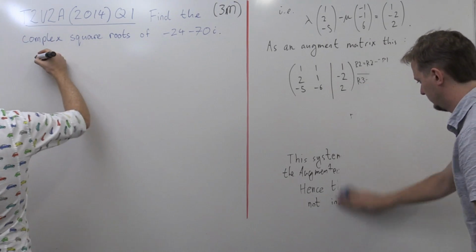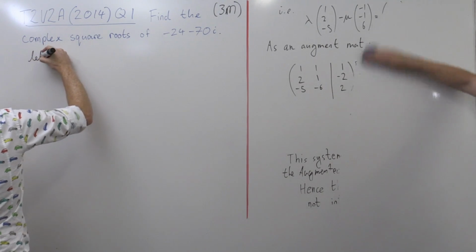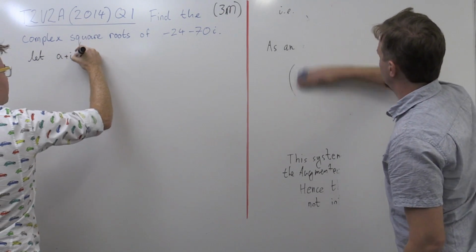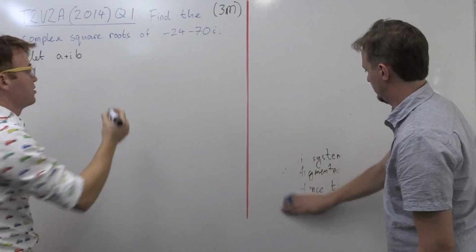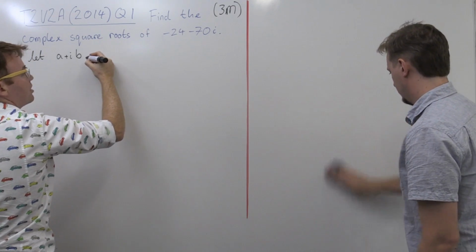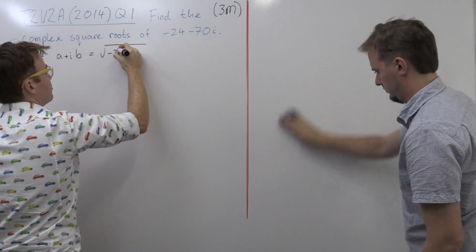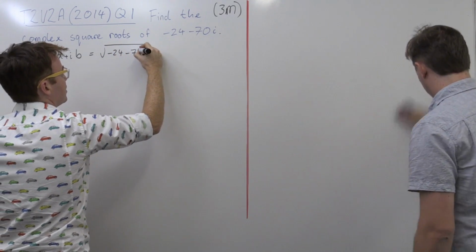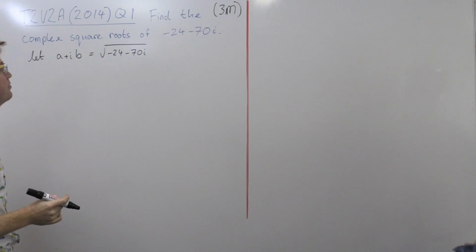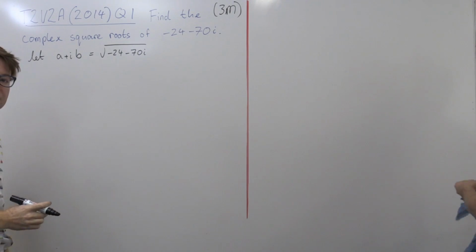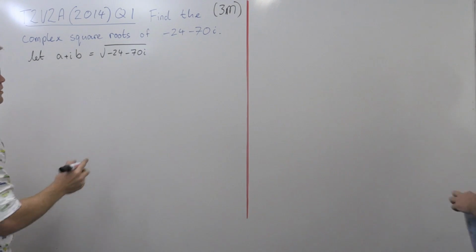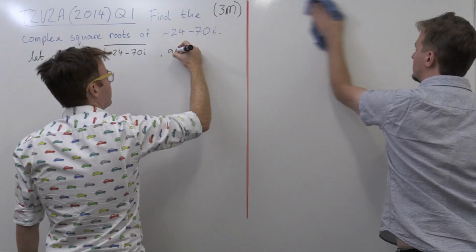We're going to let a plus ib be the square root of this thing. So a plus ib is equal to the square root of negative 24 minus 70i. Let's suppose this is the square root, where a and b are real numbers.